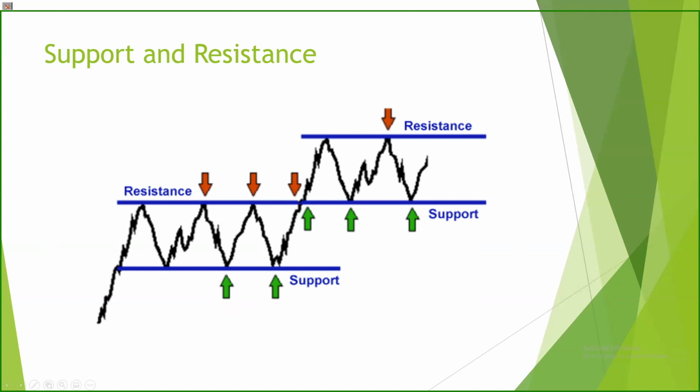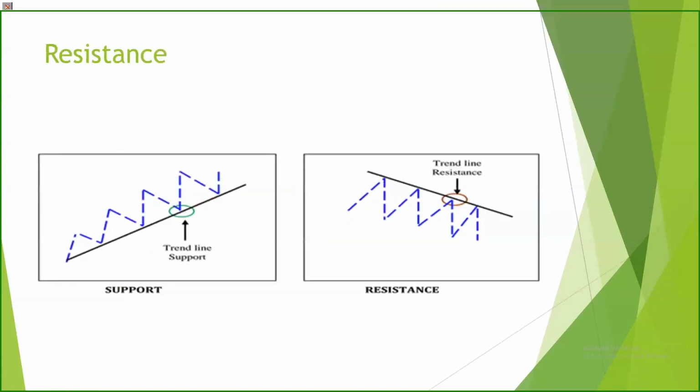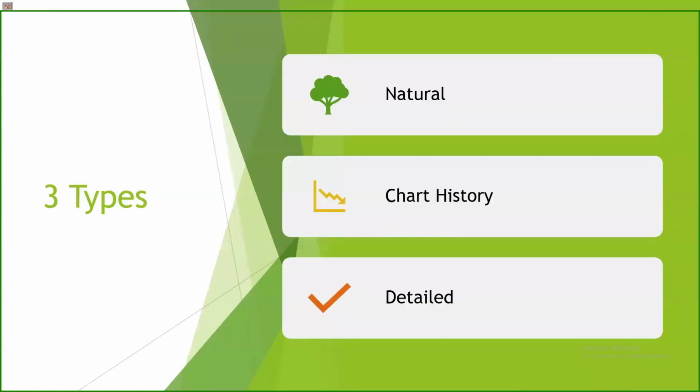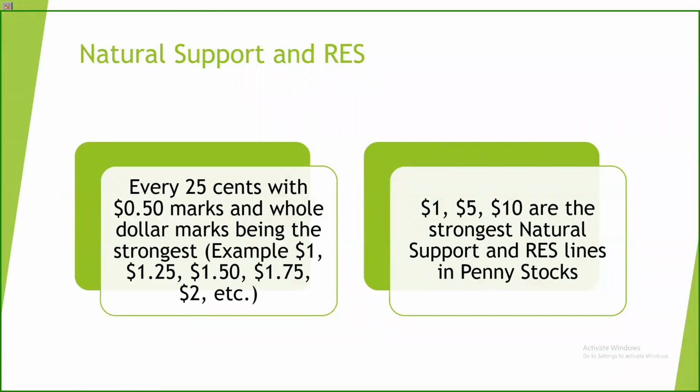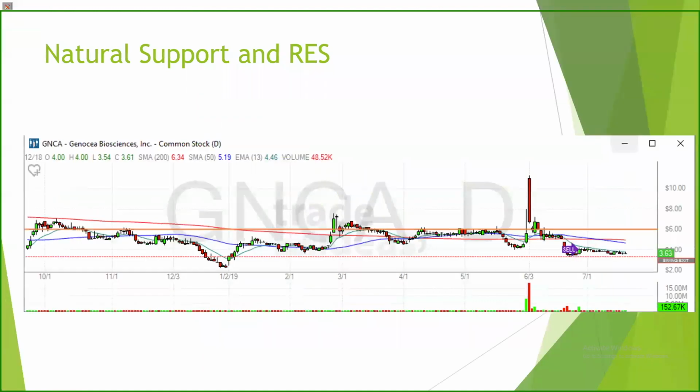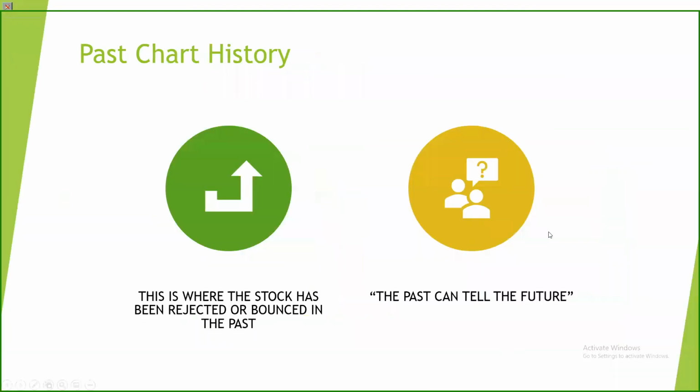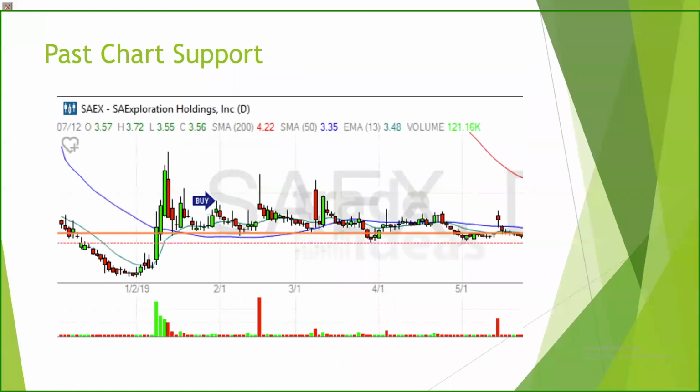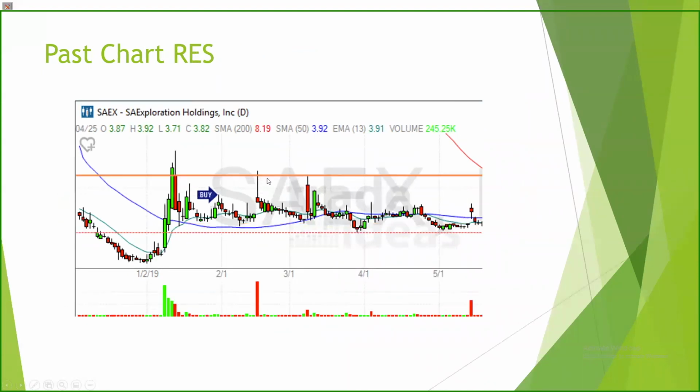Now, how can we determine where our support and resistance are going to be? Well, we can do that by 3 different types: our natural, our chart history, and our detailed. Our natural is every 25 cents, with the 50 cents and the dollar marks holding up as the strongest. Right here, we have our $6 example, as that's a nice natural whole number. We have past chart history. Past performance can tell what the stock's going to be doing in the future. Where this stock, we have our support line right across the bottom. Every time it comes to this line, it bounces off of it. And every time it comes up to this line, we usually hit it and start falling off of it, right?